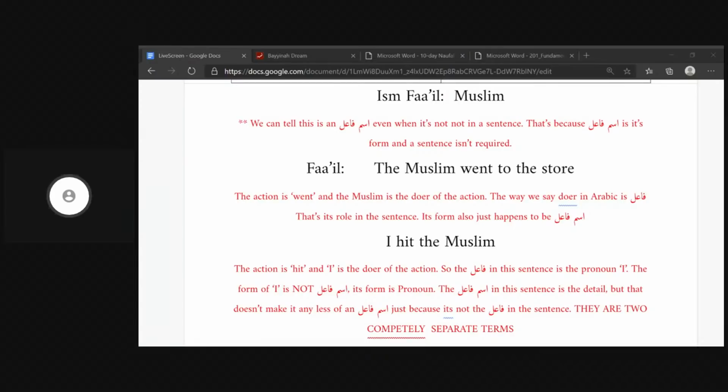Yesterday's quiz, fragment one, isn't it a sentence? Let's take a look. Okay, before I do that though, is ism fa'il and fa'il clear?